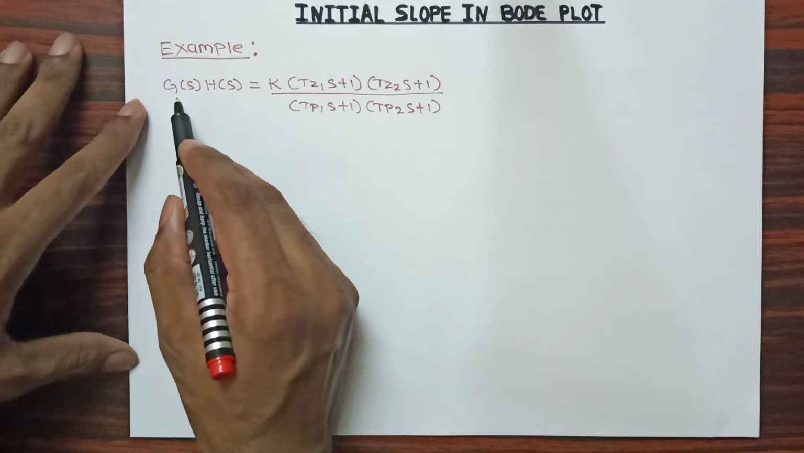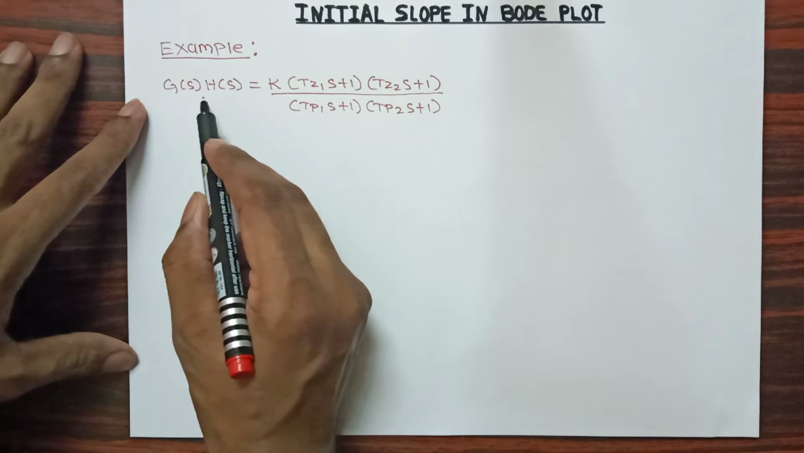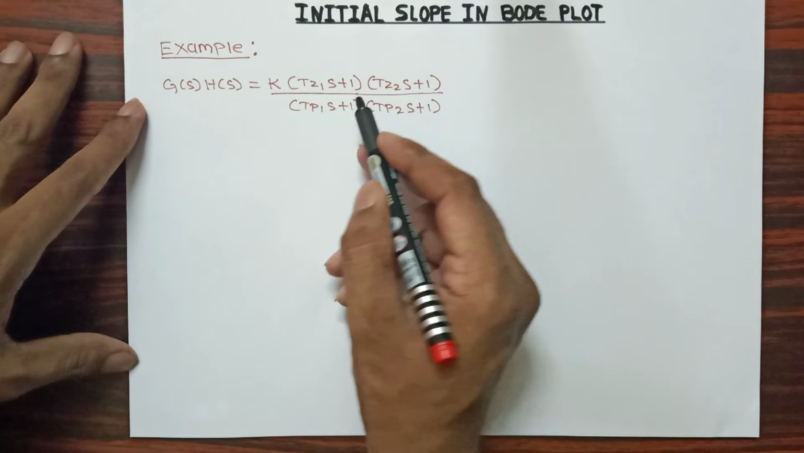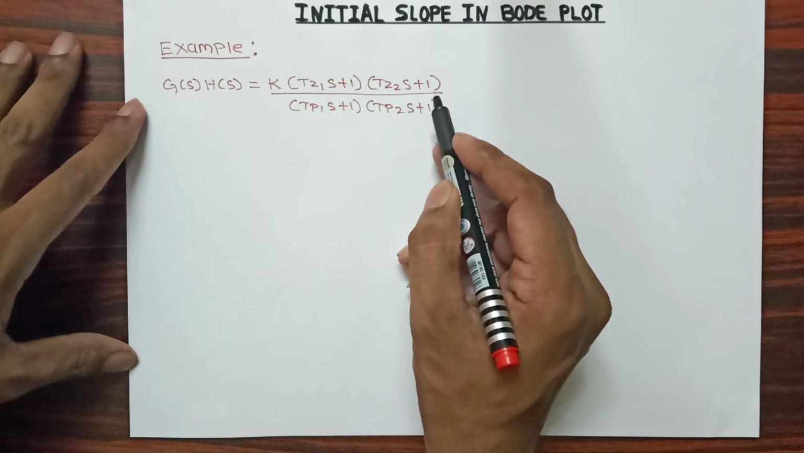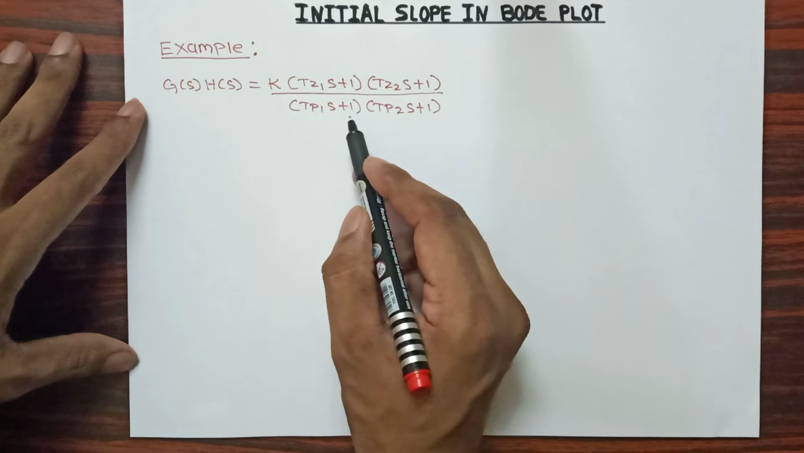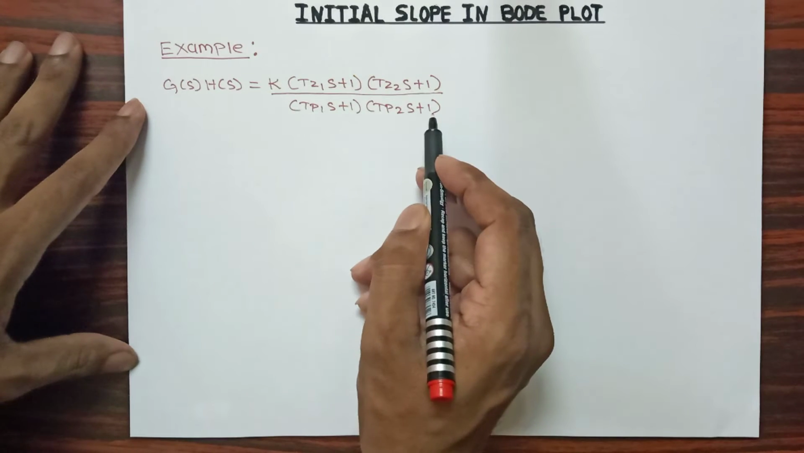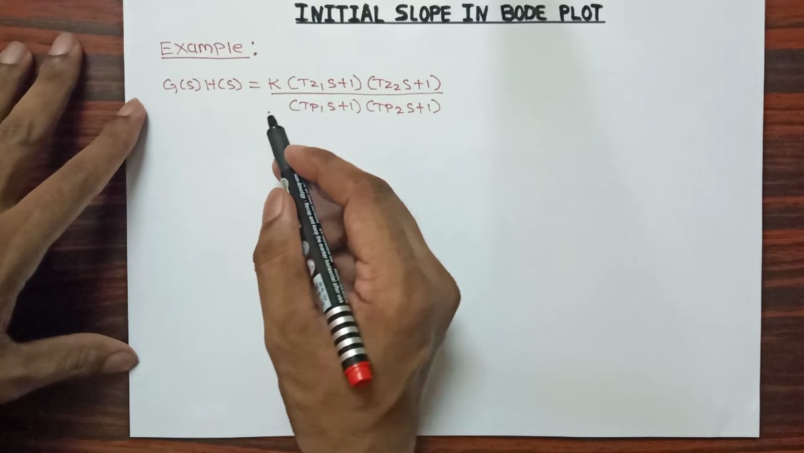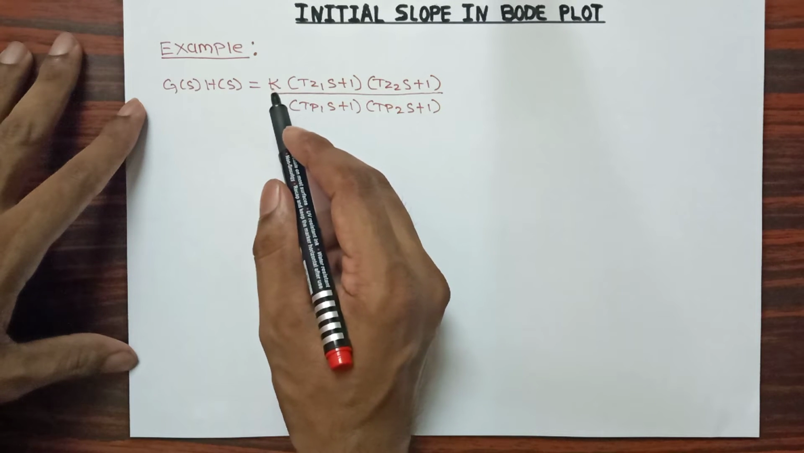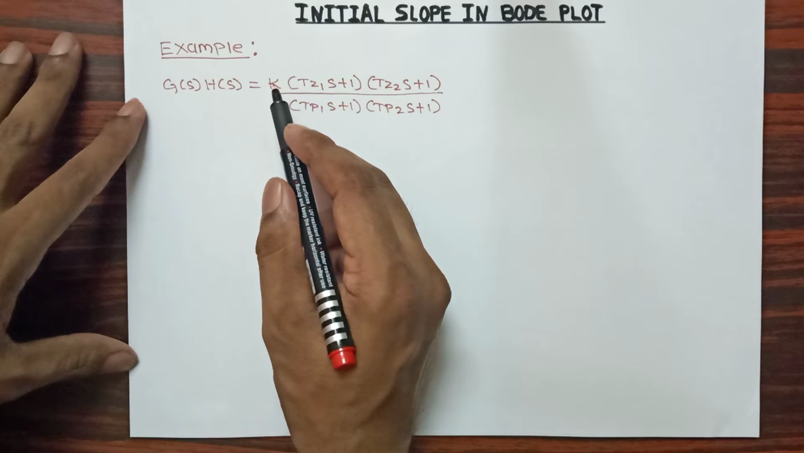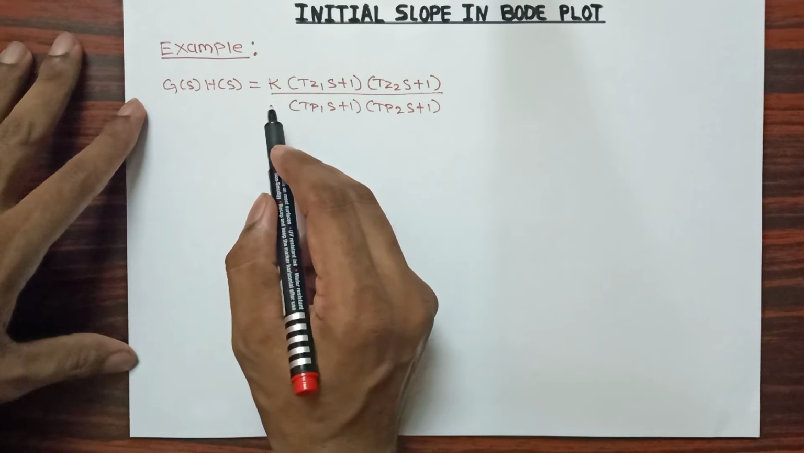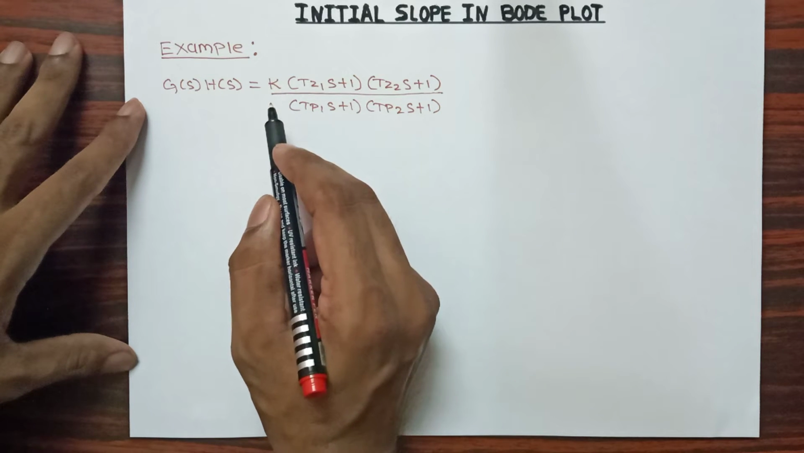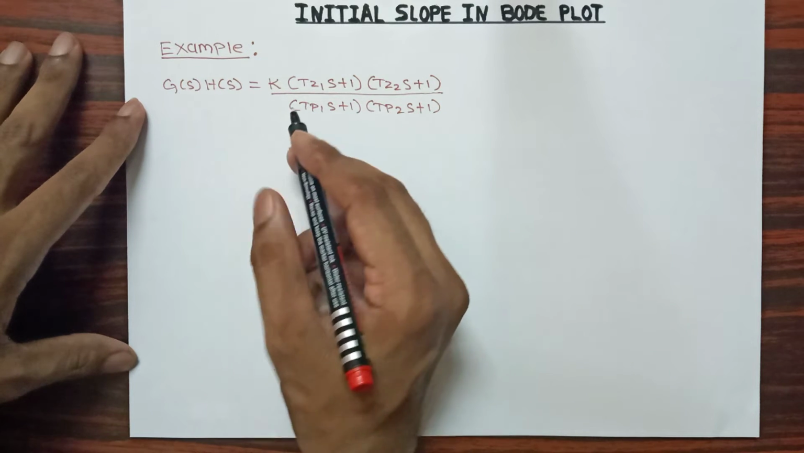Here in the example I have considered the open loop transfer function G(s)H(s) equal to K into (Tz1 s plus 1) into (Tz2 s plus 1) divided by (Tp1 s plus 1) into (Tp2 s plus 1). So here we are going to find the initial slope again by considering the gain along with the poles or zeros at the origin. In this example you can see I have considered only K, therefore the initial slope is 0 dB per decade.